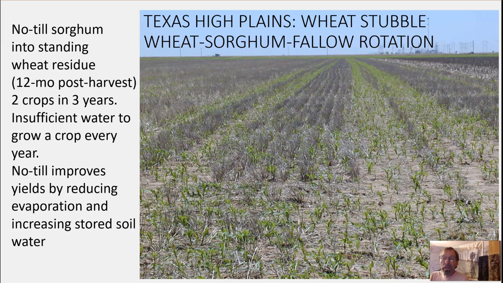You've still got great surface cover using no-till, and because you've got less evaporation in this case, one of the reasons that they're doing no-till is not just erosion control, but maintaining soil water by reducing evaporation. You increase more stored soil water, and you can actually improve your yields of your following crop.